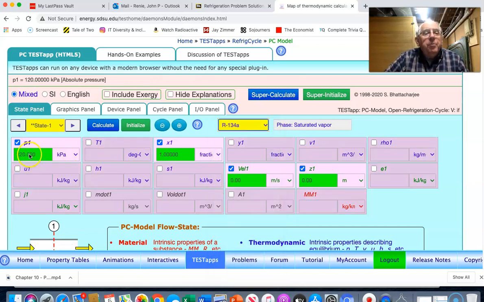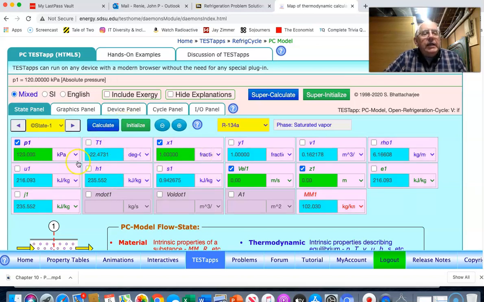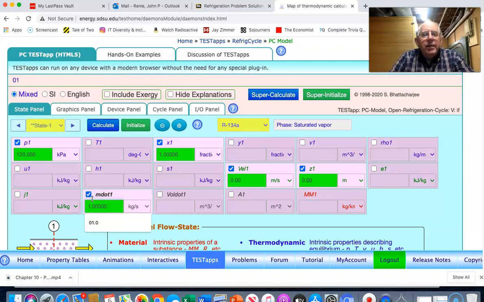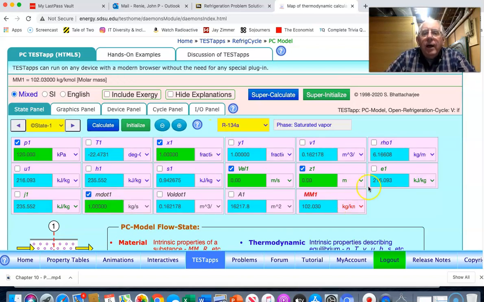And so upon putting in the pressure and the quality and doing a calculation, we see that yes, indeed, the temperature of the refrigerant is low enough in order to absorb heat from the minus 18 degree cold region. I'm going to set up my m dot equal to 1, and now we're ready to move on to our other conditions.